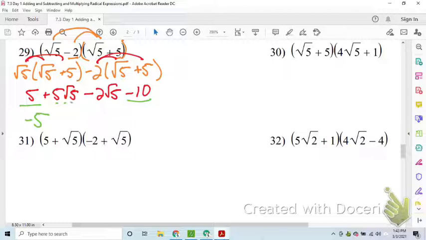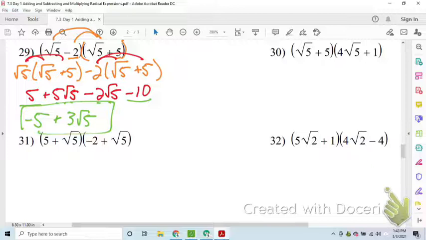Then these two, we can add those together. Combine those, if you will. And we get +3 root 5. You're done. That's it. So then we come down here, and it's a very similar problem, if you will.